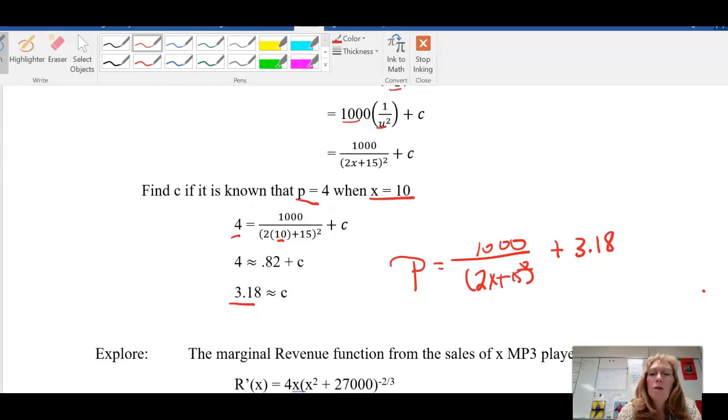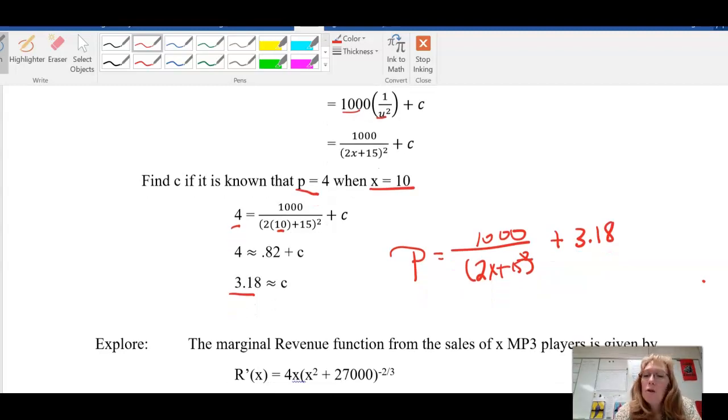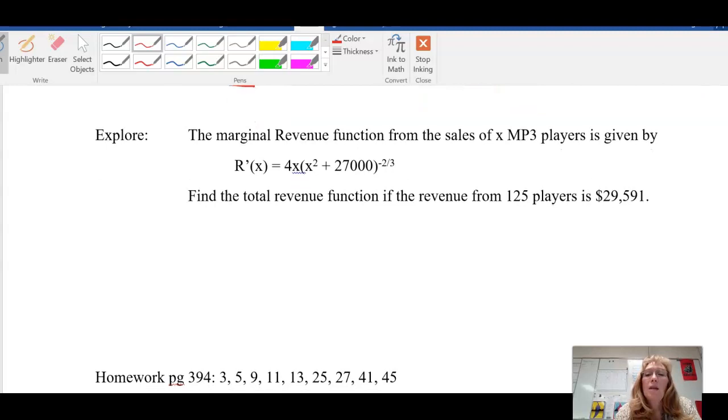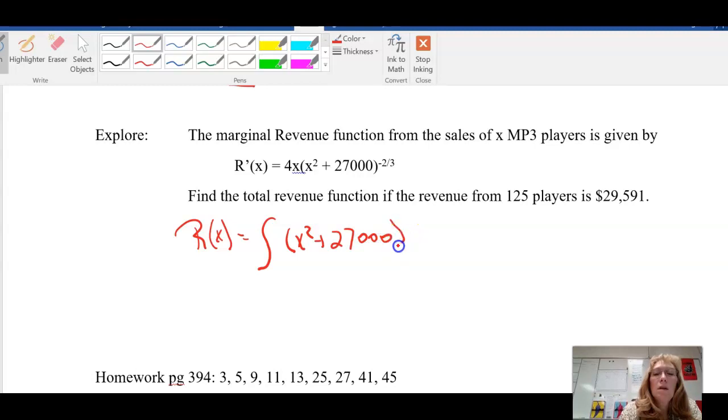All right, hope you did a good job. Next, marginal revenue. Same exact thing, so give it a try. Pause and try it. We want to find R of x, our actual revenue, so we have to integrate. I'm going to rewrite this already: x squared plus 27,000 to the negative 2/3 power times 4x dx. Well, this 4 is in the way, so I'm going to move it to the front.